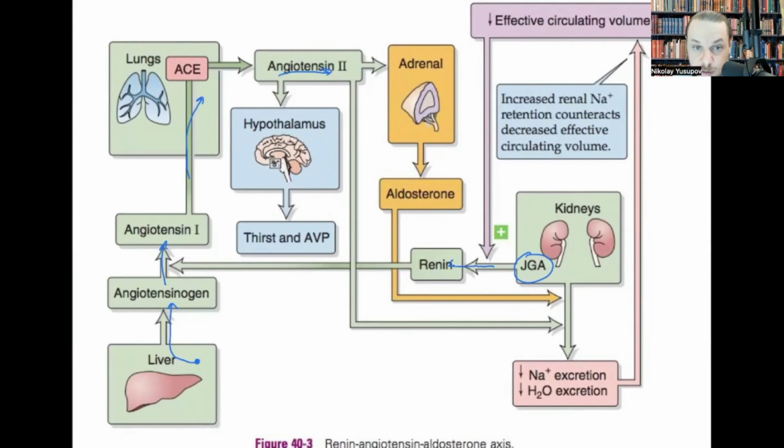And then we see all these responses. The adrenal cortex is going to secrete aldosterone. Some other things I did not tell you about: it's also going to work on the hypothalamus to increase thirst, so you become thirsty. And it is going to cause the posterior pituitary gland to secrete ADH. There are angiotensin 2 receptors on the posterior pituitary, and ADH is going to come into the circulation.